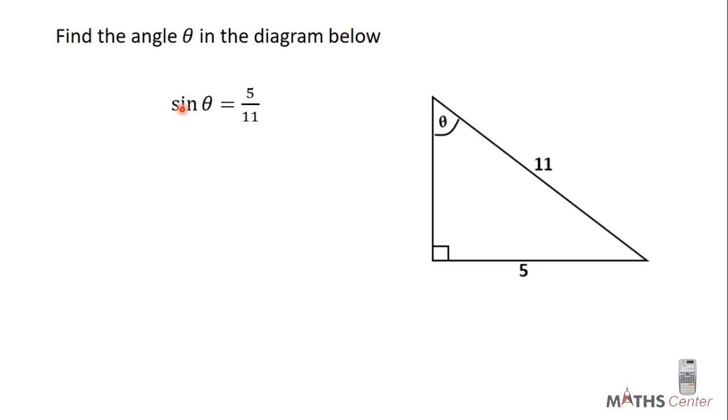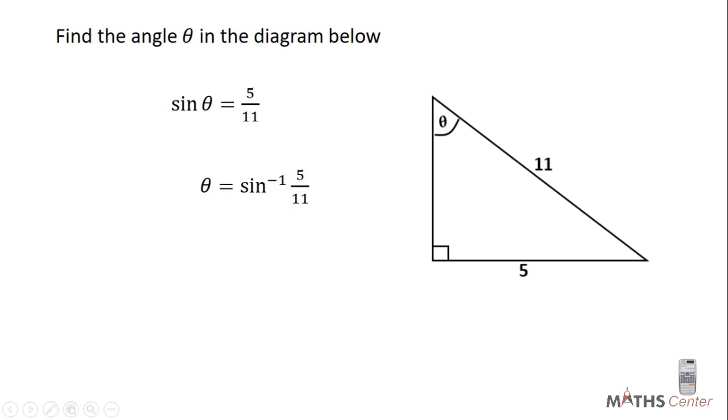So it means that sine theta is equal to the side which is opposite, which is 5, divided by the hypotenuse, which is 11. So sine theta is equal to 5 over 11. Theta is equal to sine inverse of 5 divided by 11.